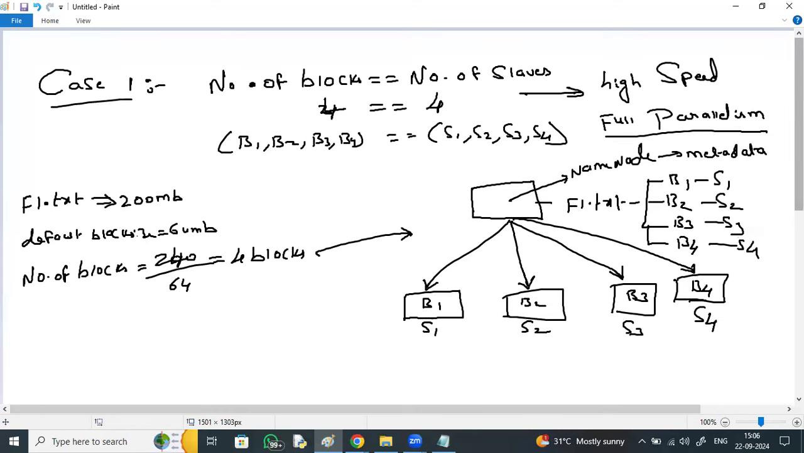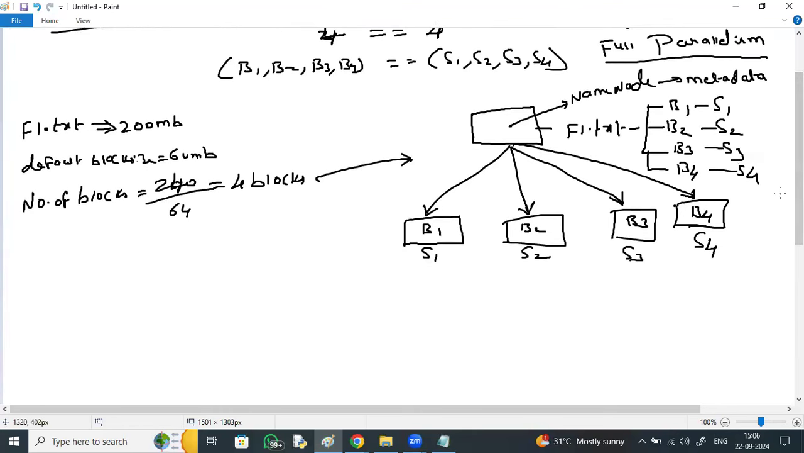This is how exactly the data storage happens. The file is divided into blocks, and everything is taken care of by the framework itself. We are not going to do anything here. You just specify the name of the file and the block size. Automatically it is going to divide the file into blocks of that size and store those blocks across multiple slave systems.